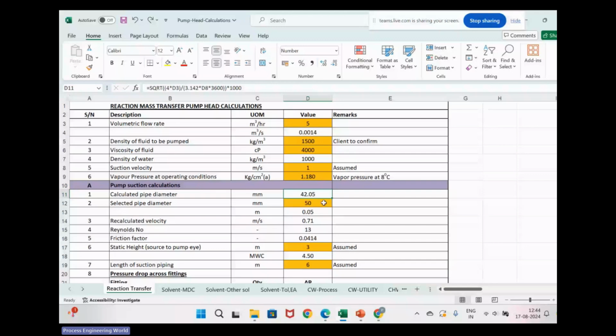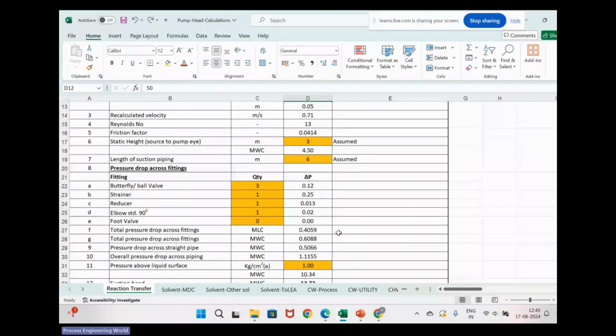So which size will you select? You will select a 2-inch pipe, which is 50 mm pipe. Why will you select 50 mm? You have to always select pipe based on the standard pipe size. You have the standard pipe size of 25 mm, 40 mm, and 50 mm. You can also select a 40 mm pipe here. But why is 50 mm selected? It might be due to higher pressure drop.